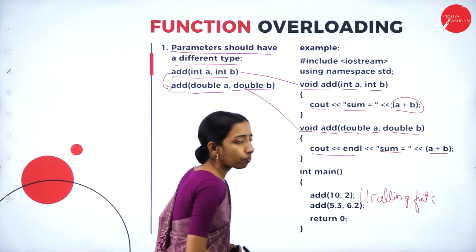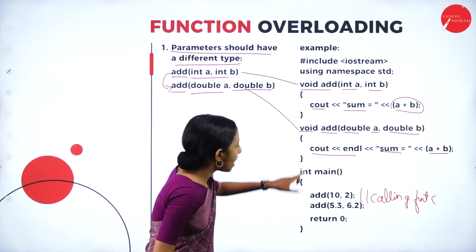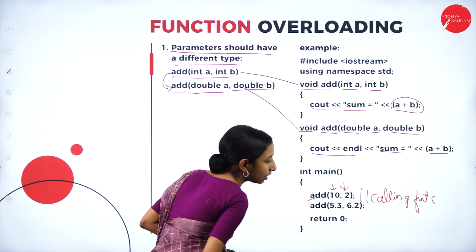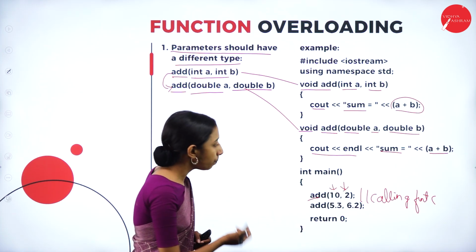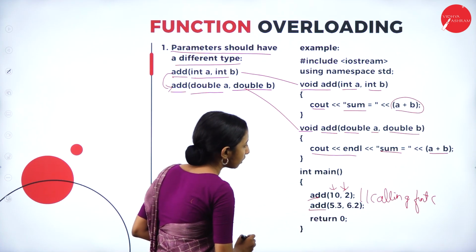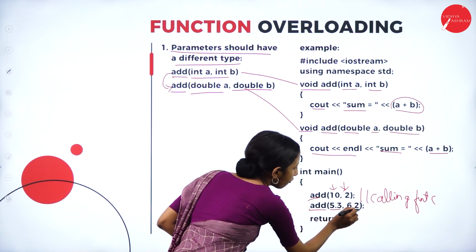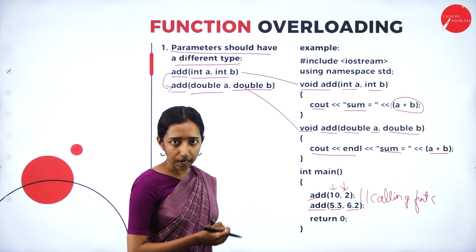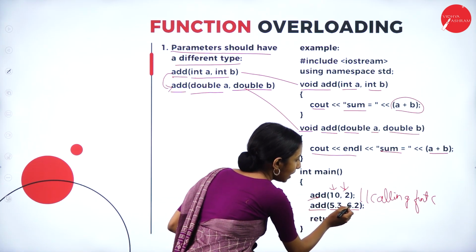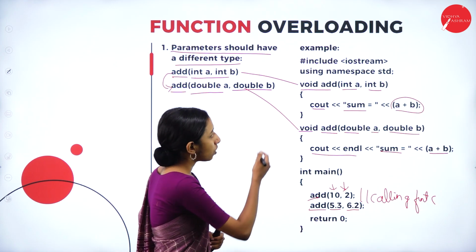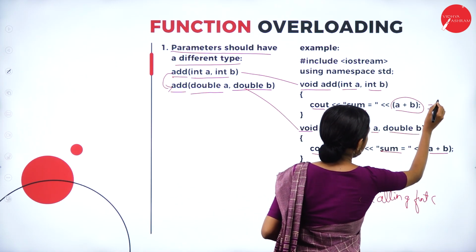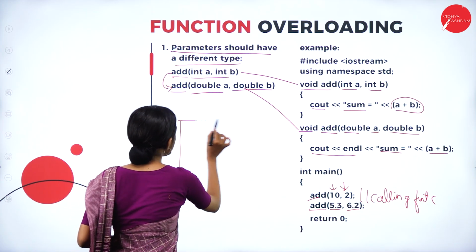So now here I am calling the function. For the first add function, I have given integer data type 10 and 2, and for the second add function I have given floating, meaning decimal numbers, because I have taken the data type as double. So 5.3 and 6.2. In the output it will give the addition, that is 10 plus 2, on the output screen here.